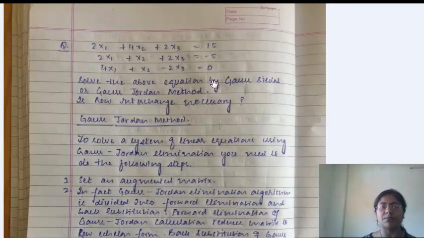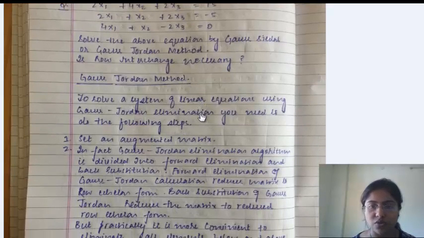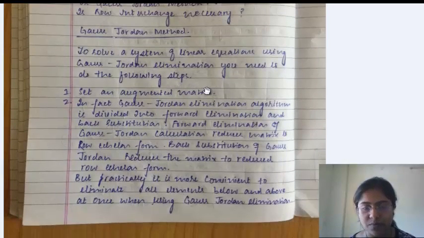Now heading for the next question, we have been given a set of equations like you can see, and we need to solve the above equation by Gauss-Seidel or Gauss-Jordan method. And we need to find out whether a row interchange is necessary or not. So I choose Gauss-Jordan method. I have done the following steps to solve the equation using Gauss-Jordan method.